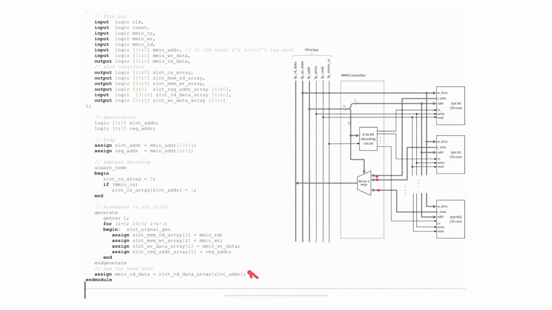What this code is doing is taking the slot address itself, the one that we have dedicated in here, which is basically the most significant 6 bits. We put that into a selector, and it just routes one of these outputs to the read signal, and that's about it. So this is the decoder and the multiplexer.